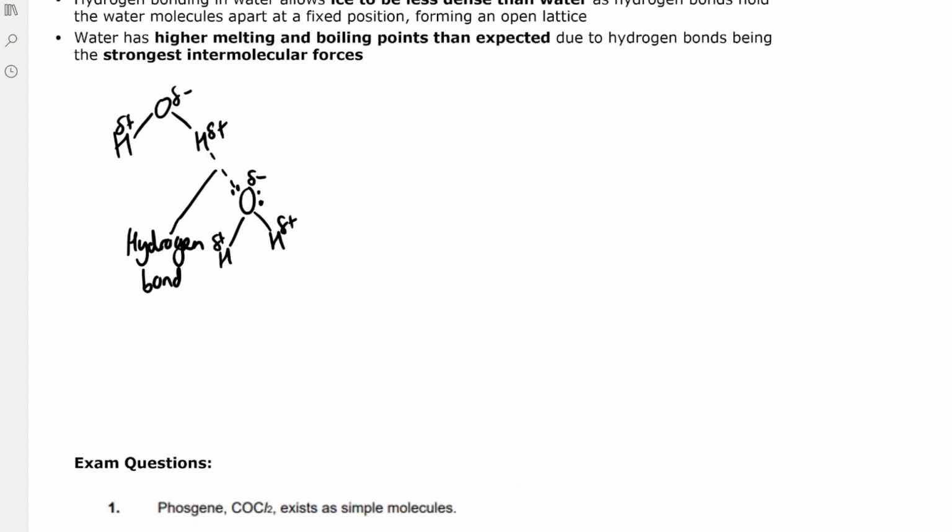So you can see a diagram of a hydrogen bond. They always ask you to label the hydrogen bond when you're drawing a diagram of it. And you can see it's between the delta positive hydrogen atom on one molecule and the lone pair of electrons on the highly electronegative delta negative oxygen atom on the other molecule.